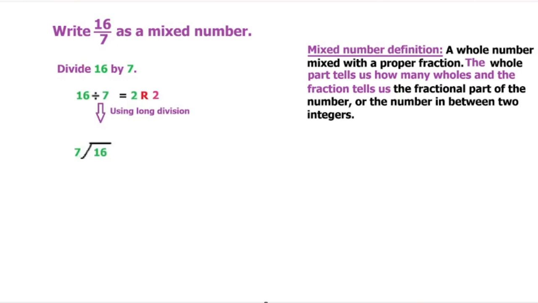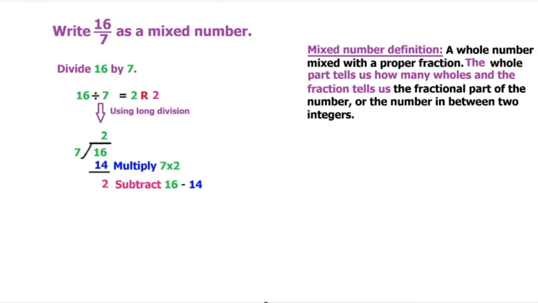7 goes into 16. So we know 7 fits into 16 twice, right? So 7 times 2 is 14. If it was 7 times 3, 21 is too many. We only need 16. So now we multiply 7 times 2, which gives us 14. And then we subtract 16 minus 14. And that gives us a remainder of 2. We see our remainder of 2 here.